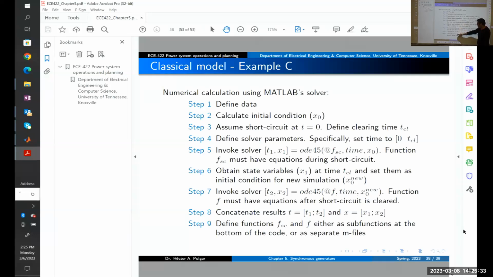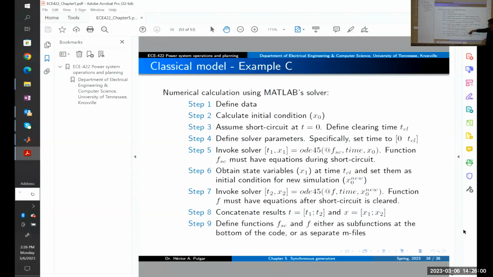We look at the last row because that's the last time, 0.1 second. On the last row, we will have the state variable, the value of the state variable at the end of the short circuit. We will take that and store as the new initial condition for the next simulation. What is the next simulation? We will store the variables T2 and X2. That is the case when the fault has been clear.